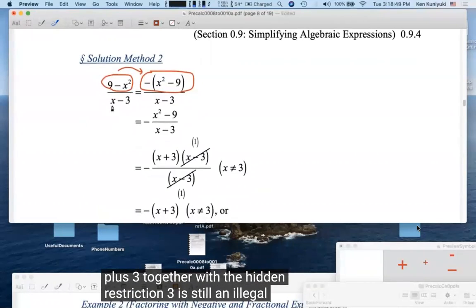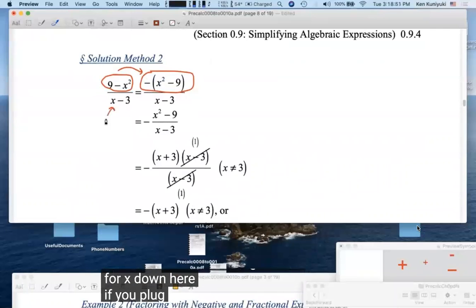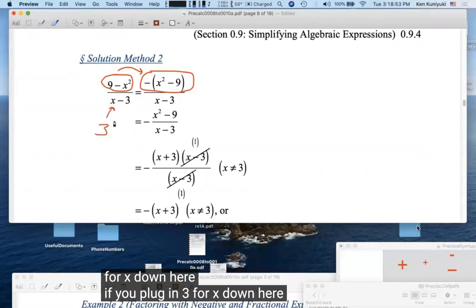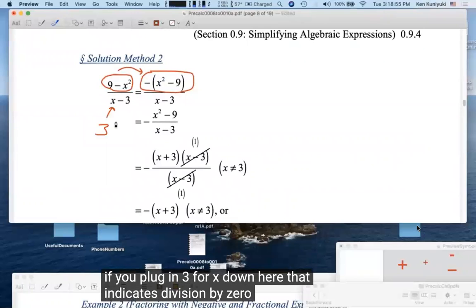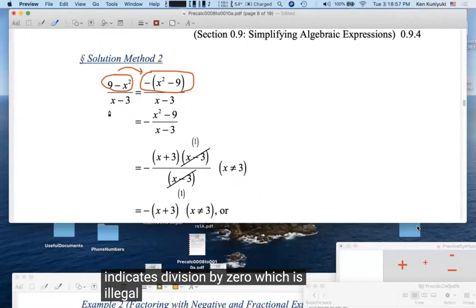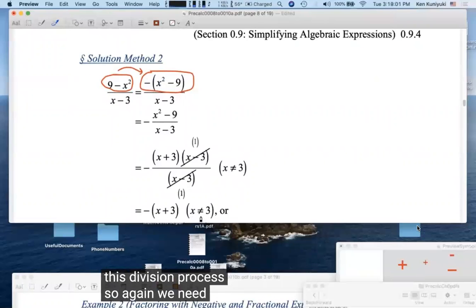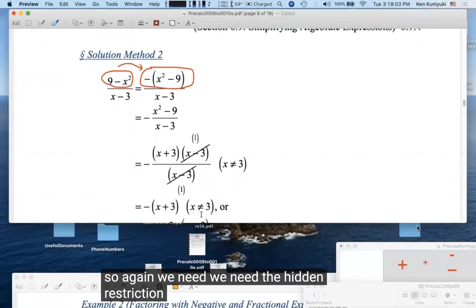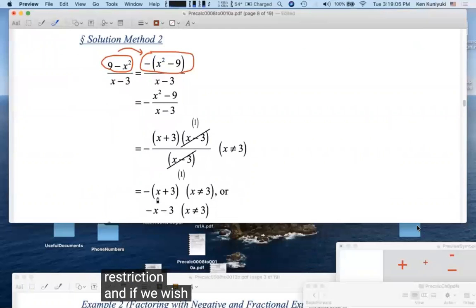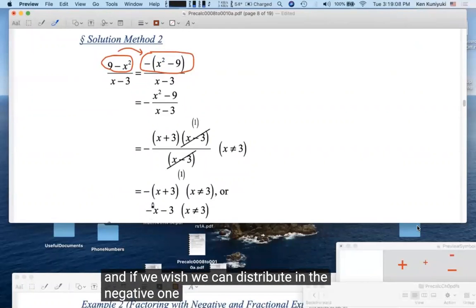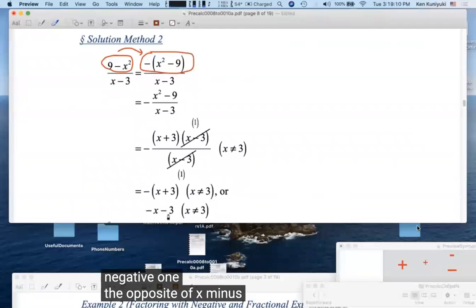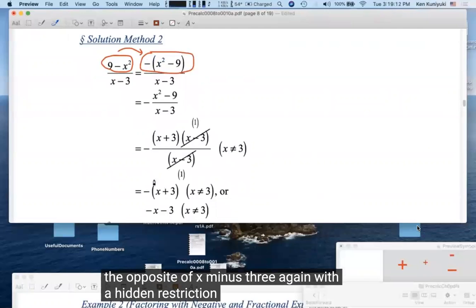3 is still an illegal value for x down here. If you plug in 3 for x down here, that indicates division by 0, which is illegal. That restriction gets hidden in this division process. So again, we need the hidden restriction. And if we wish, we can distribute in the -1, the opposite of x minus 3, again with the hidden restriction.